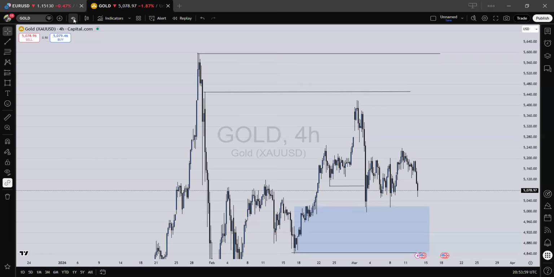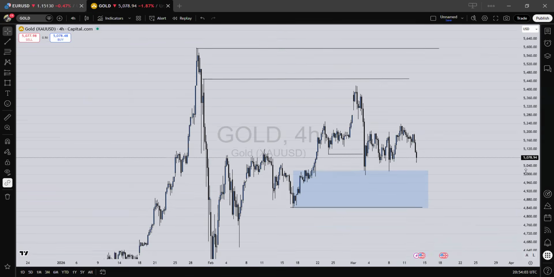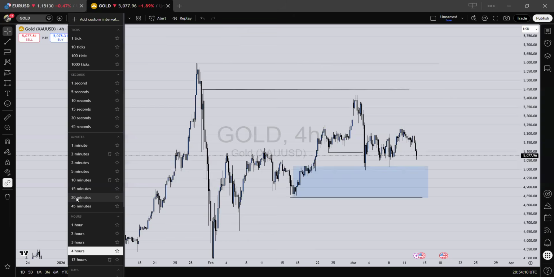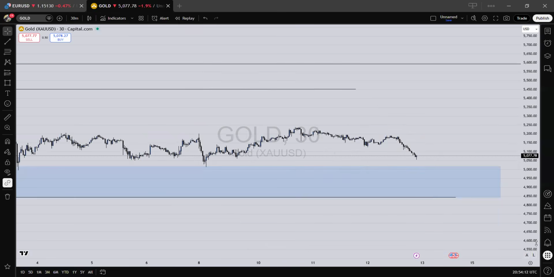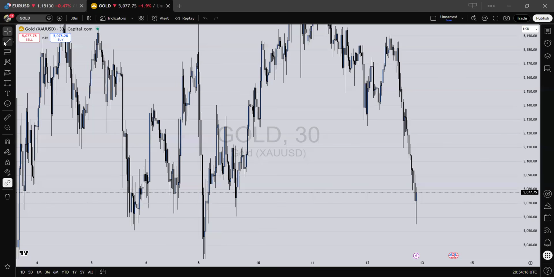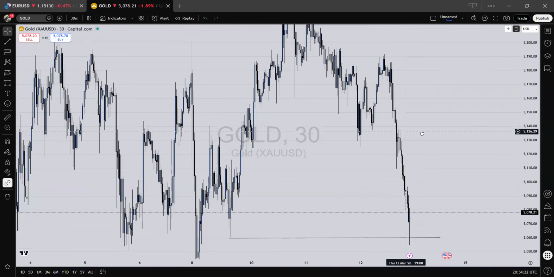Okay, so with my 4 hour, I've been able to identify my direction now. I can now use my 1 hour, 30 minutes, and 15 minutes to look for entries. It's that simple. Okay, price just took liquidity. So if the market creates an opportunity for me, I can buy.